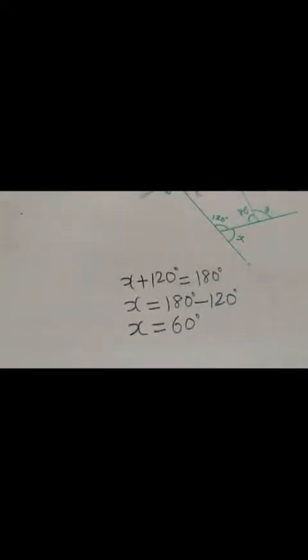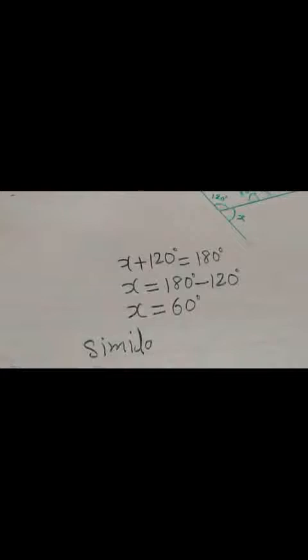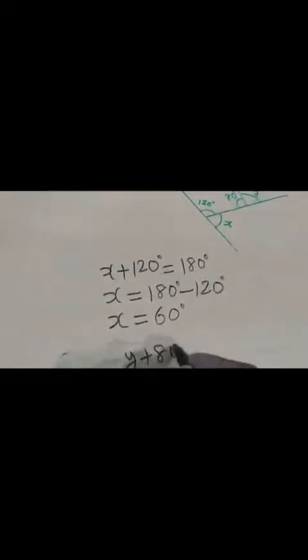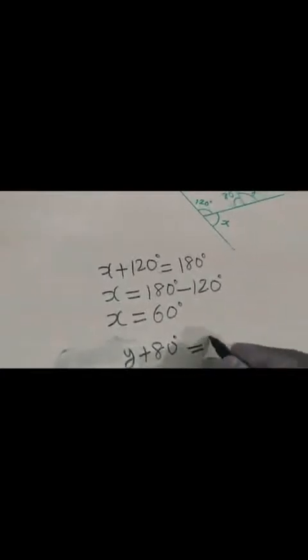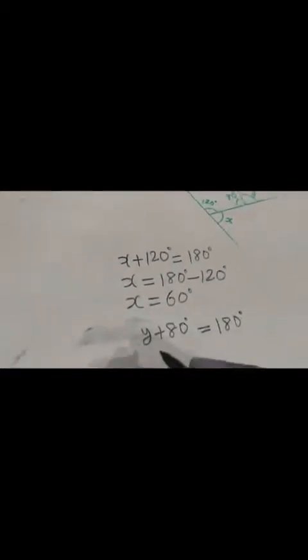Similarly, we can write y plus 80 degrees, because both are from a straight line, they are equal to 180 degrees. Okay. So we can write y is equal to 180 degrees minus 80 degrees. So y is equal to 100 degrees.